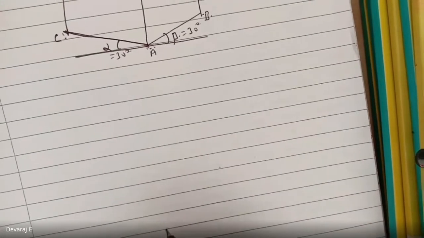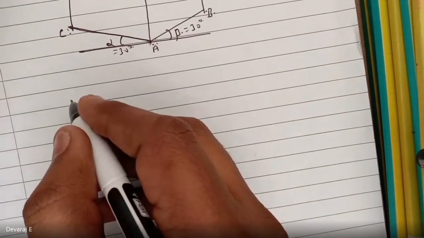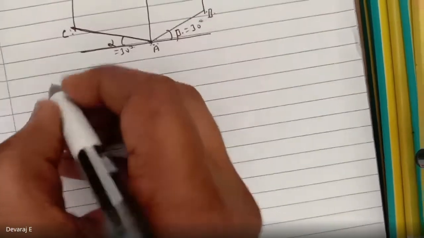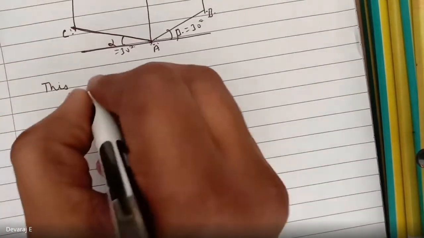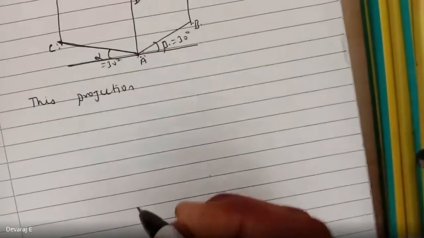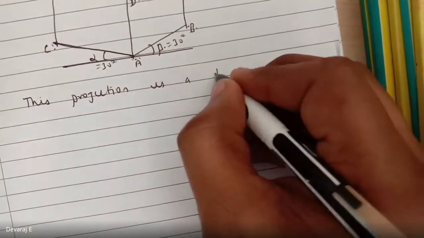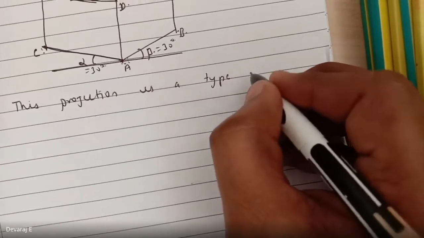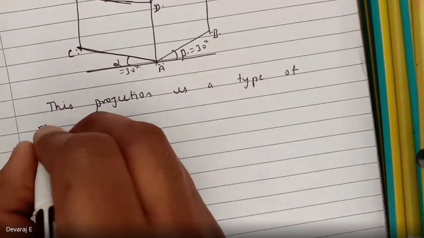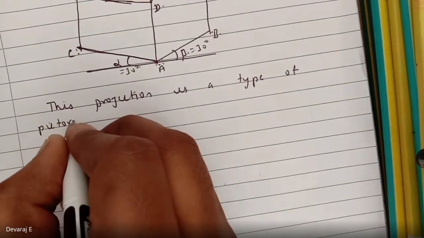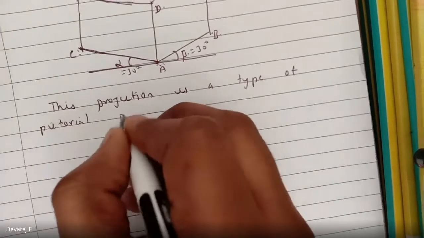Yes, sir. Write down isometric projection. I'll write the definition because this is very important. So write down isometric projection definition. This projection is a type of pictorial projection.